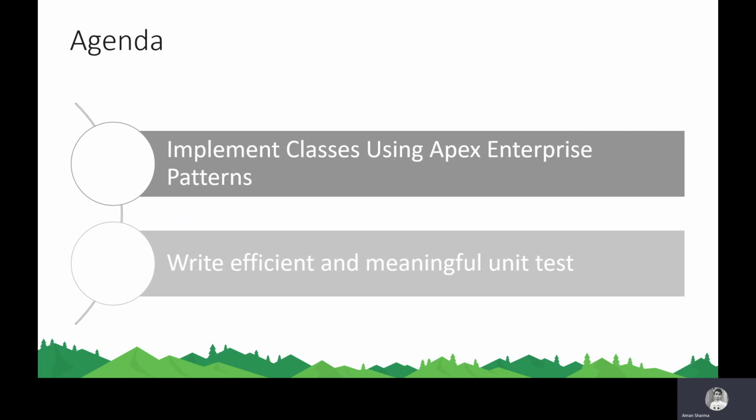So, what is the agenda of today's topic? The agenda is how we can implement classes using the Apex Enterprise pattern, how we can write efficient and meaningful unit tests, and when we should actually go for the Apex Enterprise pattern framework, or just write the classes in our traditional way.